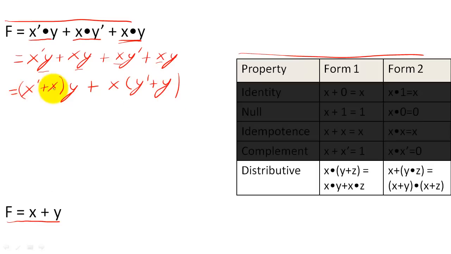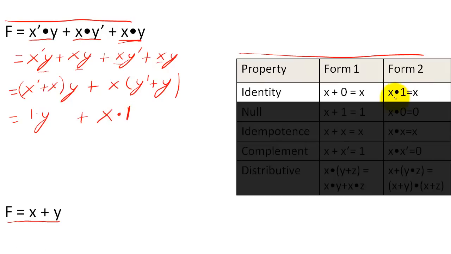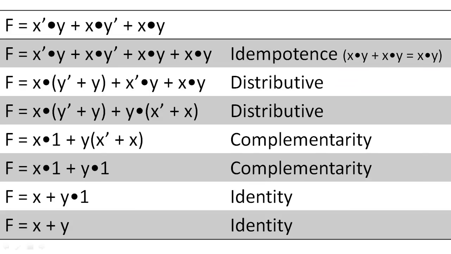Now, since I have this x prime or x, that's going to be my complementarity property. And I can see that x or x prime is equal to 1. So I have 1 ANDed with y, or x ANDed with 1. Finally, I can use this identity property where I have x and 1 is equal to x, so this is just going to be equal to y or x. So now I can see that I have f is equal to x or y. Just to recap, and so you can see what I did step by step, here is everything in its gory detail.